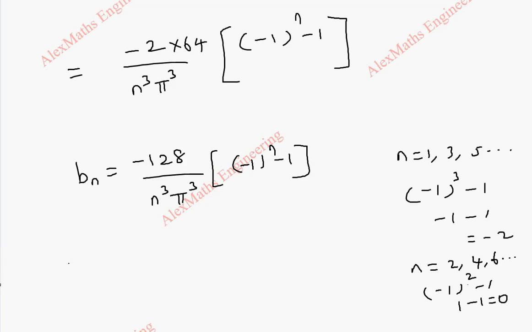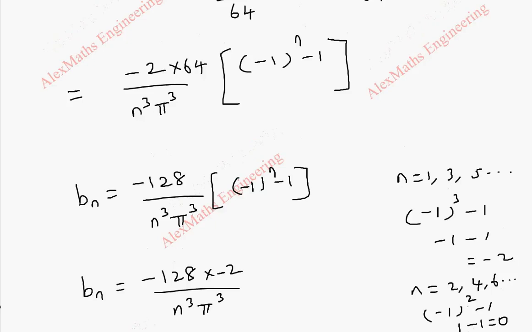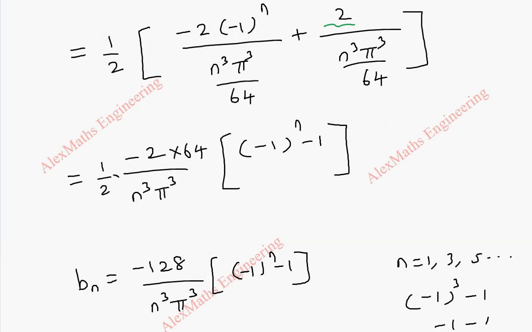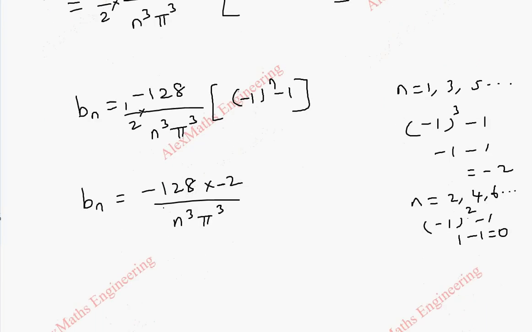So totally we have Bn as minus 128 into 2 by, actually it is minus 2 by n cube pi cube, and we also have a 1 by 2 outside. This we have to keep writing. So here 1 by 2 is there, so even here 1 by 2 is there. So I keep this 2, so we can cancel these 2. So this Bn will be this when n is odd, and it is 0 if n is even.